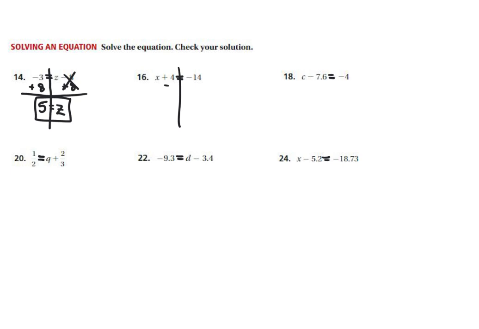Here we'll have to get rid of the 4, so let's take away 4 from both sides. 4 minus 4 is 0, leaving us with x, and negative 14 minus 4 is negative 18.